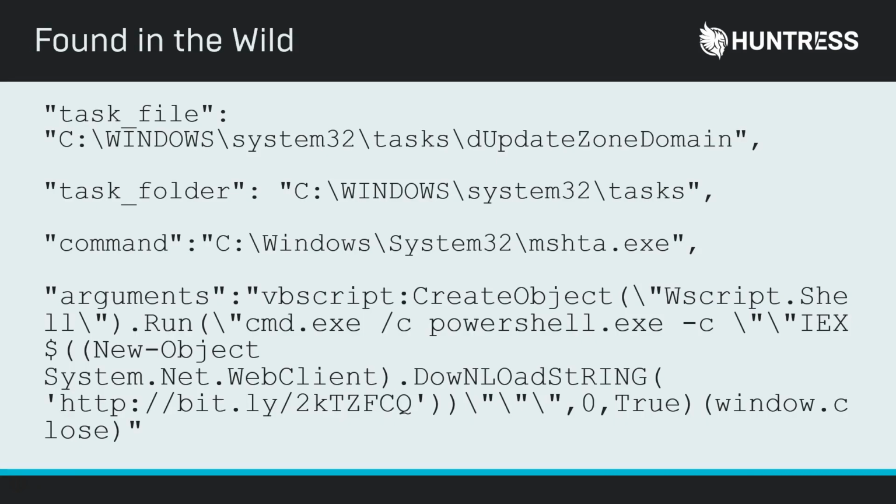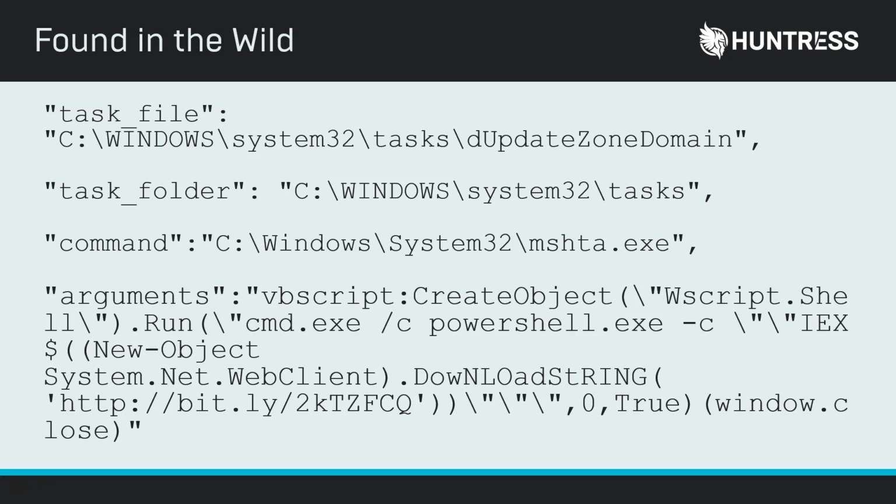A better way to show this is some of our raw data. If you take a look at that top task file line, you could see somebody created a scheduled task called dupdatezone domain. And this is just something random. Huntress doesn't know: was this some custom system administrator scheduled task found in the wild, or was this something more nefarious? If you take a look at the command, you see mshta.exe was used as the command to run. For those that don't know, that's the built-in Microsoft HTML application host, and it's used for rendering HTML applications.